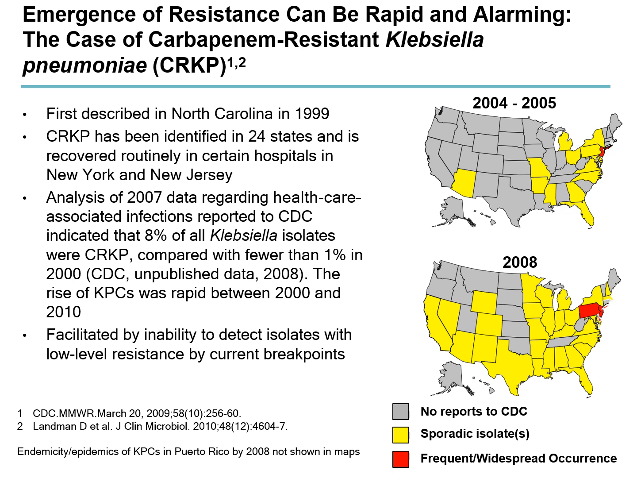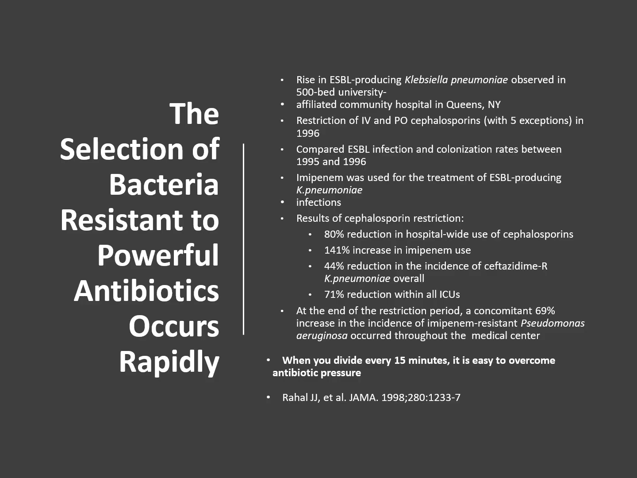Emergence of resistance can be rapid and alarming. The case of carbapenem-resistant Klebsiella pneumoniae is alarming. It was first described in 1999 and an analysis of 2007 data showed that 8% of Klebsiella are carbapenem resistant. The rise in ESBL-producing Klebsiella pneumoniae was observed in a 500-bed hospital, and compared with the ESBL detection and colonization rates, imipenem was used for the treatment of ESBL-producing Klebsiella pneumoniae. The results of cephalosporin restriction were an 80% reduction in the hospital-wide use of cephalosporin, a 141% increase in imipenem use, a 40% reduction in the incidence of ceftazidime-resistant Klebsiella pneumoniae overall, and a 70% reduction within all ICUs. At the end of the restriction period, a concomitant 70% increase in the incidence of imipenem-resistant Pseudomonas aeruginosa occurred throughout the medical system.